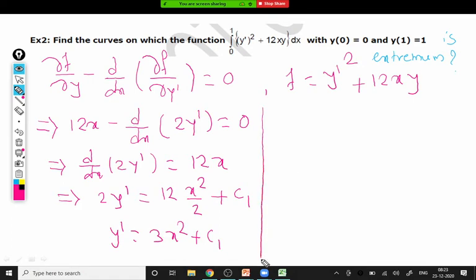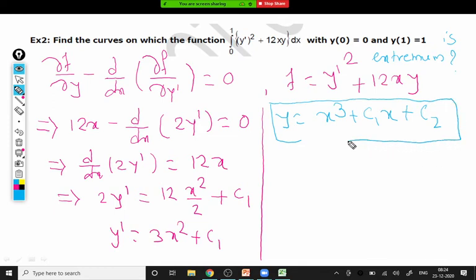Again integrating, y is equal to x^3 plus c1x plus c2. Okay, so this is the end of the solution if the general question was there.